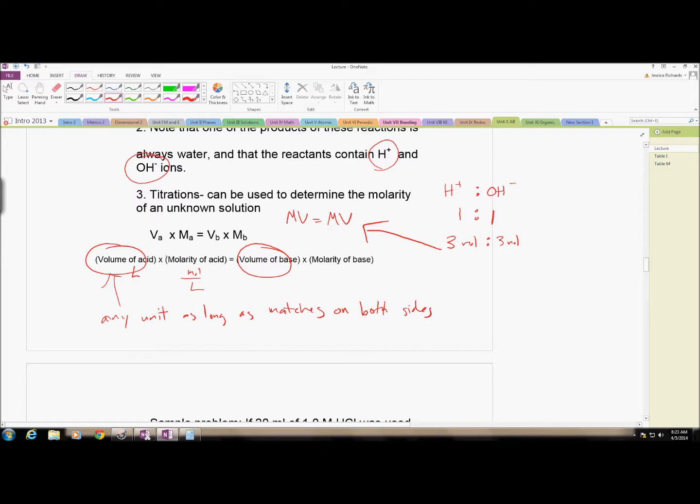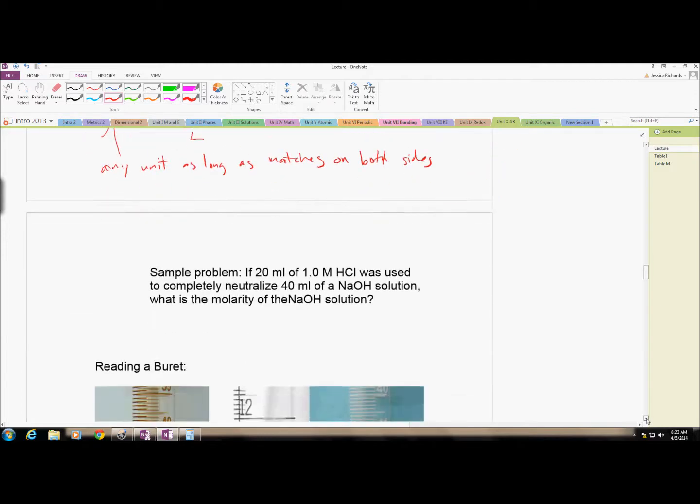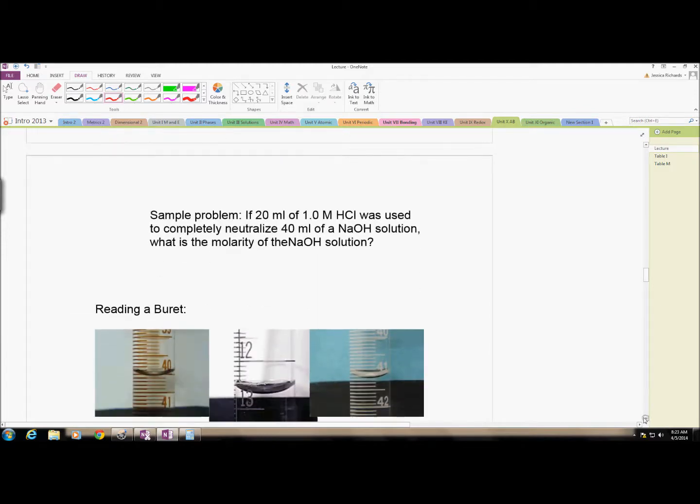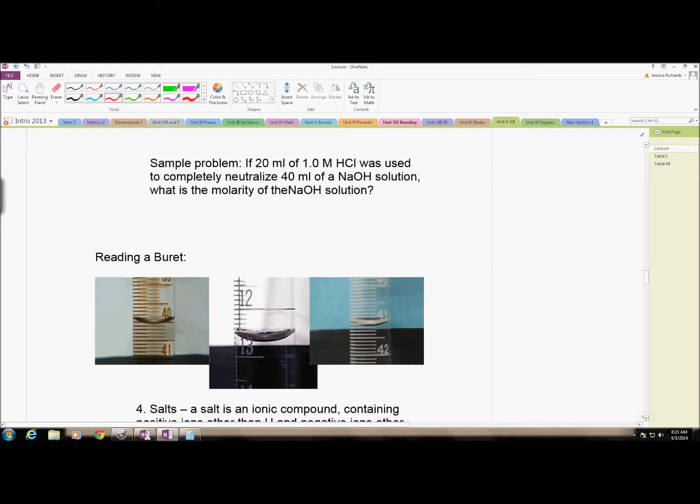So we've done labs where we've done microscale and we're counting drops. It could be milliliters. Usually we don't use a whole liter of an acid or a base in lab. Titration word problems are very common on the final, so you should make sure you know how to do them.